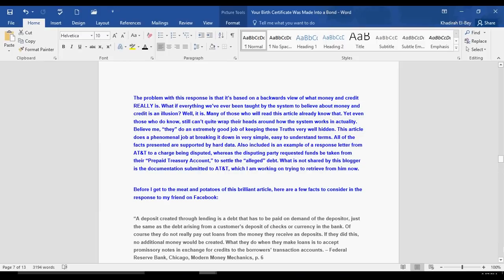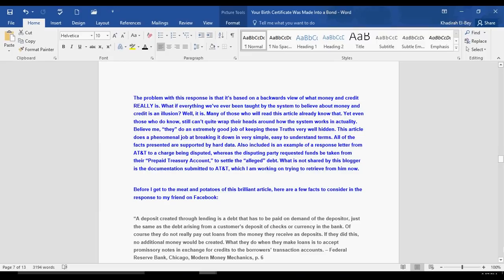The problem with this response is that it's based on the backward view of what money and credit really is. What if everything we've ever been thought or taught by the system to believe about money and credit is an illusion? Well, it is. Many of us will read this article already knowing that. Yet, even those who do know still can't wrap their heads around how the system works in actuality. Believe me, they do an extremely good job of keeping these truths very well hidden. This article did a phenomenal job of breaking it down in very simple, easy-to-understand terms. All of the facts presented are supported by hard data.